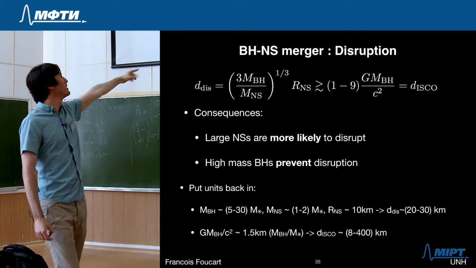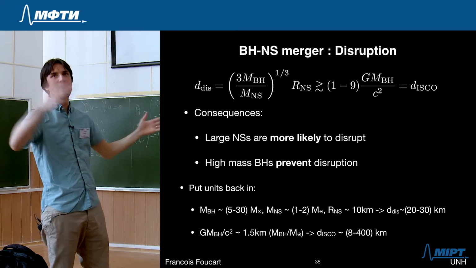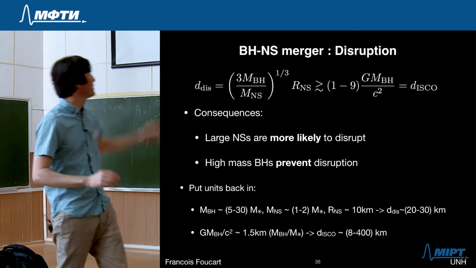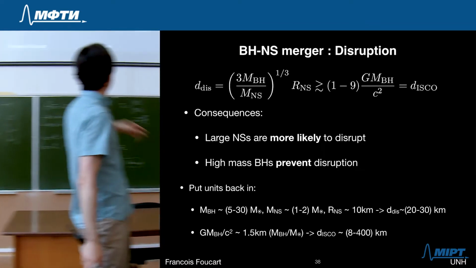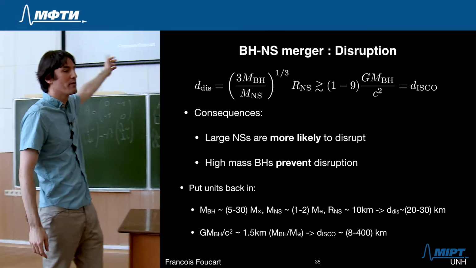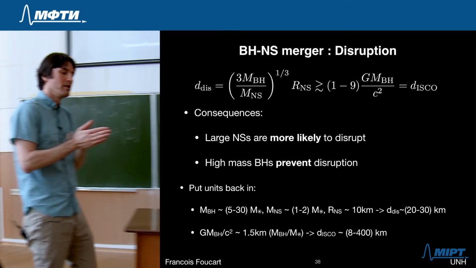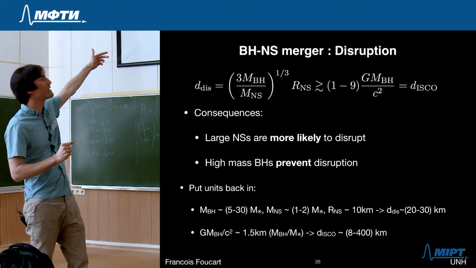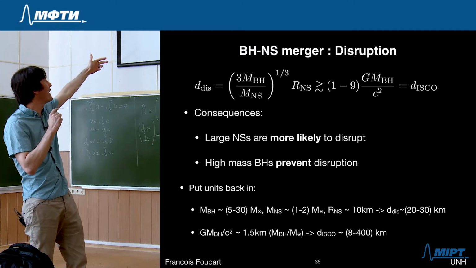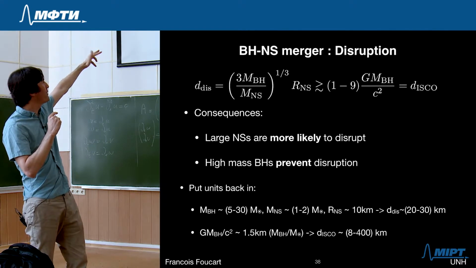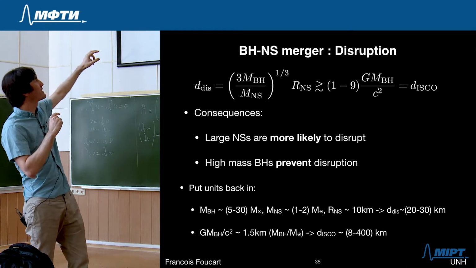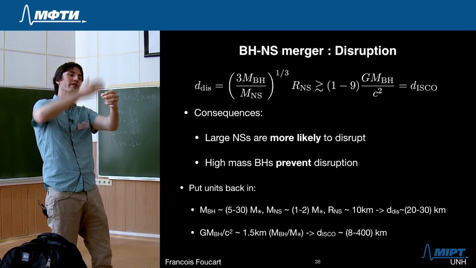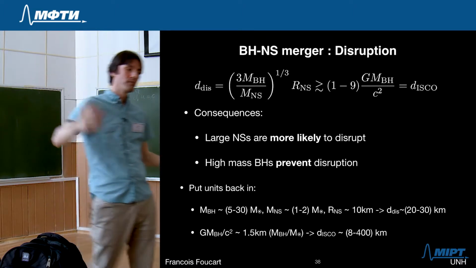And then the ISCO varies more, because it varies linearly with the mass of the black hole, and you have an order of magnitude change depending on the spin. So that gives you somewhere between 8 and 400 kilometers for the mass that I chose for the black hole here, 5 to 30. So definitely those are comparable at least. For realistic black hole neutron star binaries in the LIGO band, you can definitely have configurations where the ISCO is outside of the disruption location and you don't disrupt the neutron star, or the ISCO is inside and the neutron star is destroyed. Both are possible.